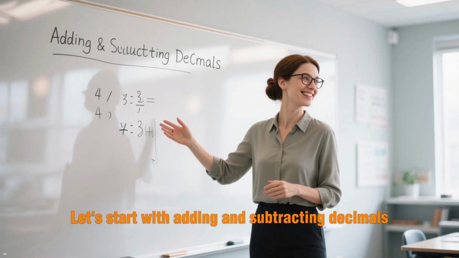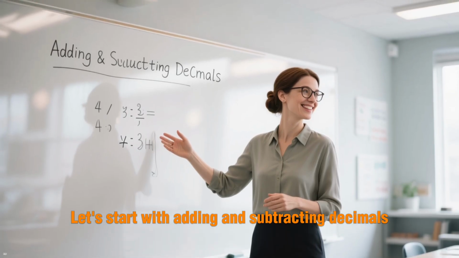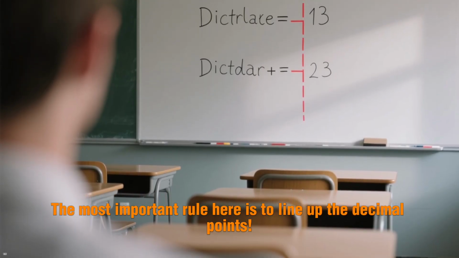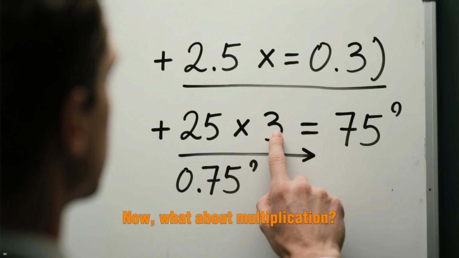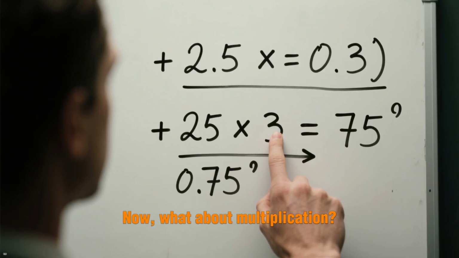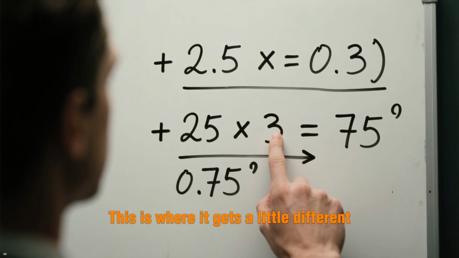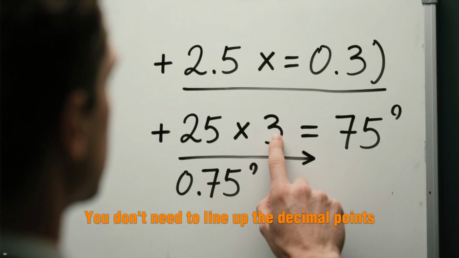Let's start with adding and subtracting decimals. The most important rule here is to line up the decimal points. Now, what about multiplication? This is where it gets a little different. You don't need to line up the decimal points.